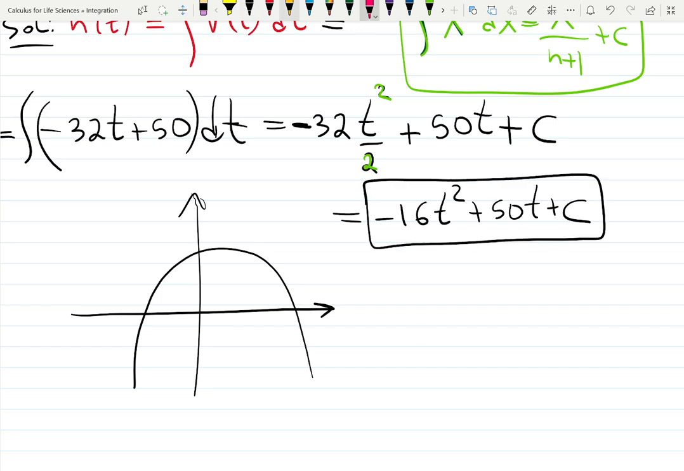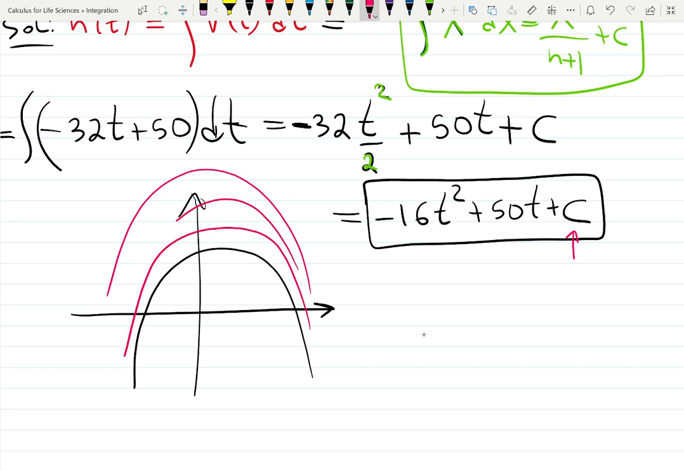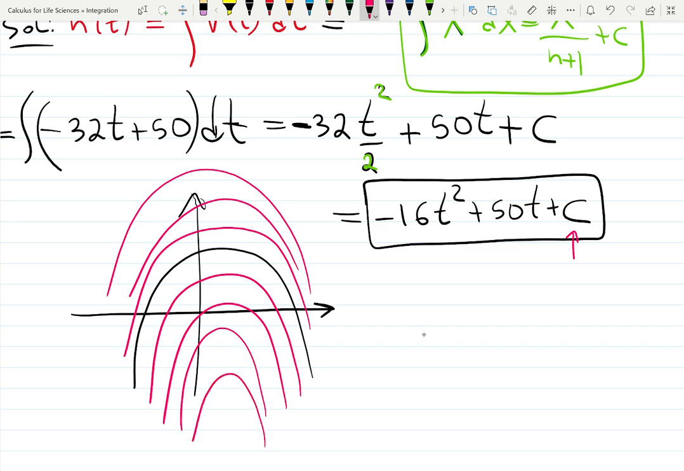Yes, just a second. Let me explain this part. So we have lots of parabolas depending on c. If c is 100, it will be shifted up by 100. If c is 5, by 5. If c is 10, by 10, and they don't intersect each other. If c is minus 5, it will go down. If c is minus 11, minus 25, minus 100. This is a family of solutions. In this case, a family of parabolas.